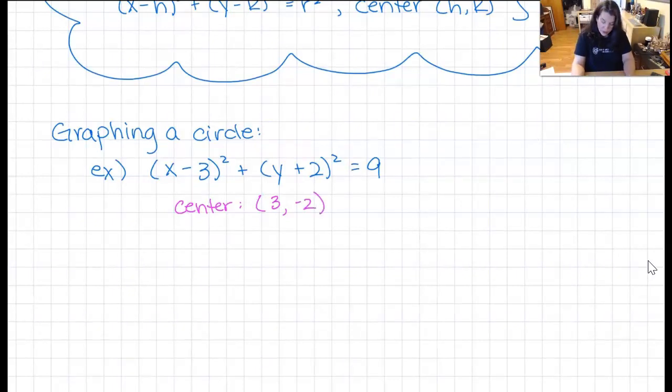You don't have to do any work there. And then remember, r squared is 9, so that means r is 3. You always have to take the square root of what's there. So now we have the radius. Now we're ready to draw the circle.